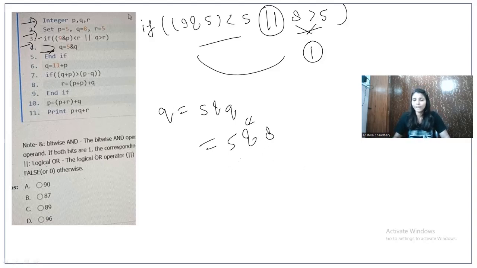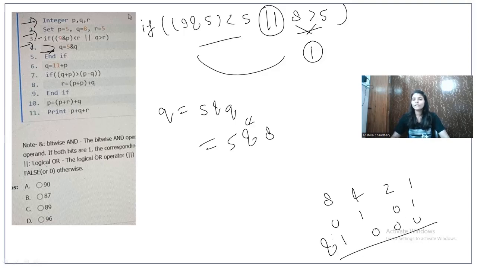So what is the binary code for 5? According to 8421, if we need to make 5, we will make 4 and 1 as 1, and the remaining are 0, so 0 1 0 1. So let's find out the AND. How does the AND operator work?